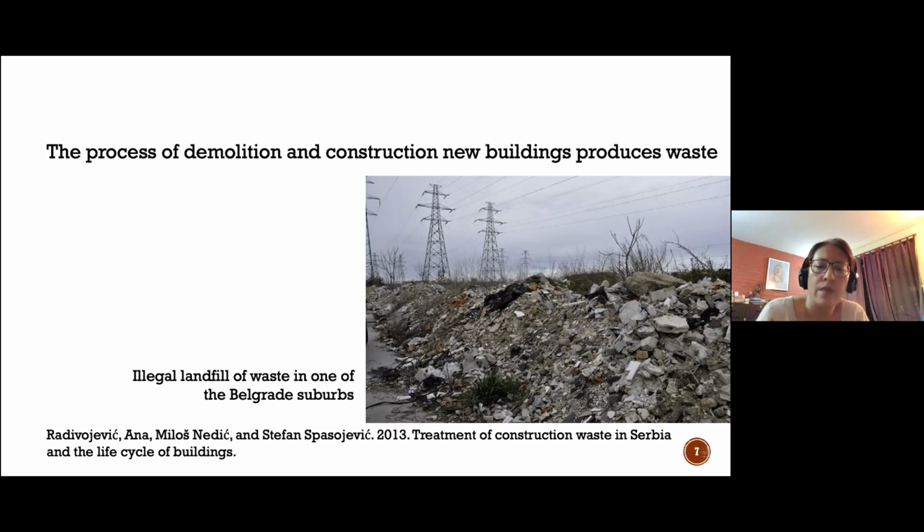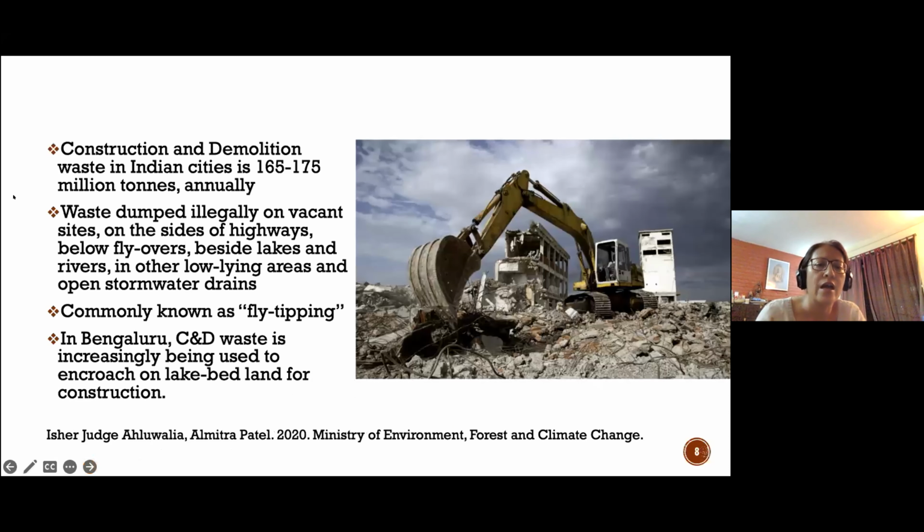So this is a very serious issue that we need to start to mitigate, and take more seriously than we do. I just wanted to give you an example of how much waste is being generated in Indian cities: 165 to 175 million tons annually. After mining, I think that's the second largest industry. The construction industry is the second largest industry to produce waste.